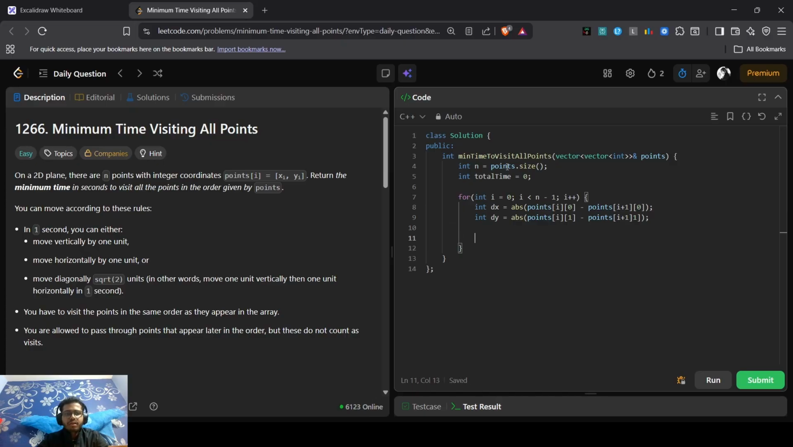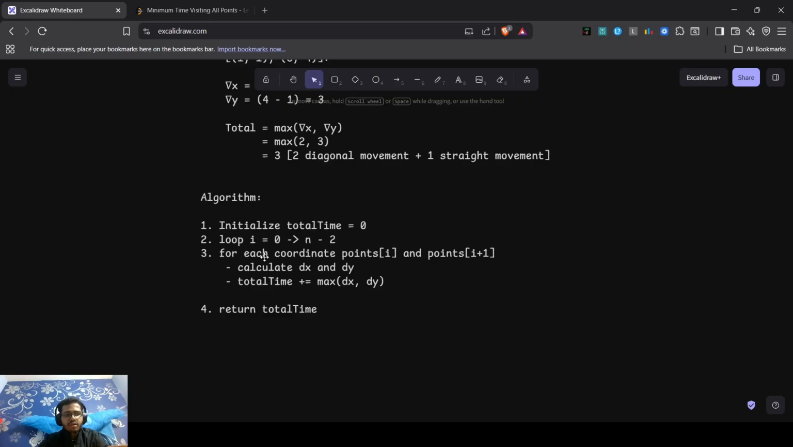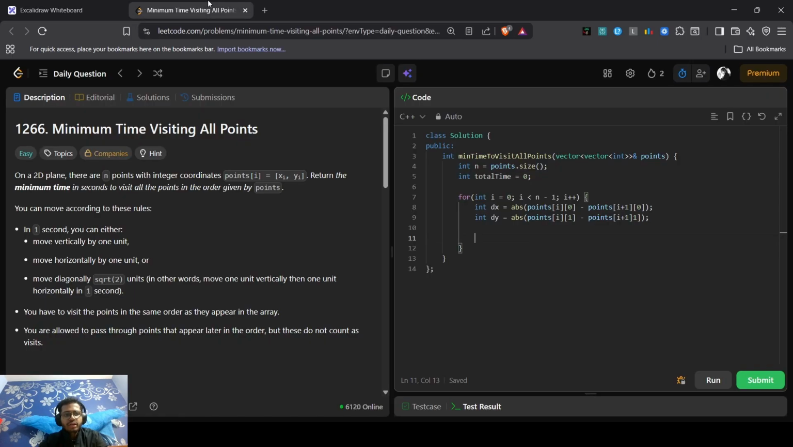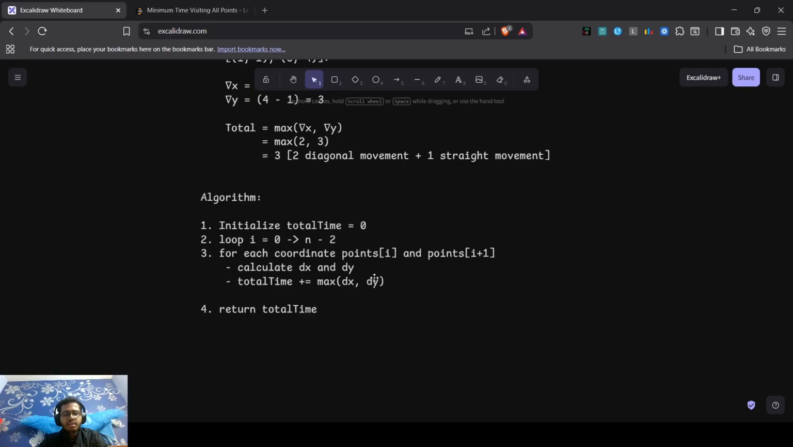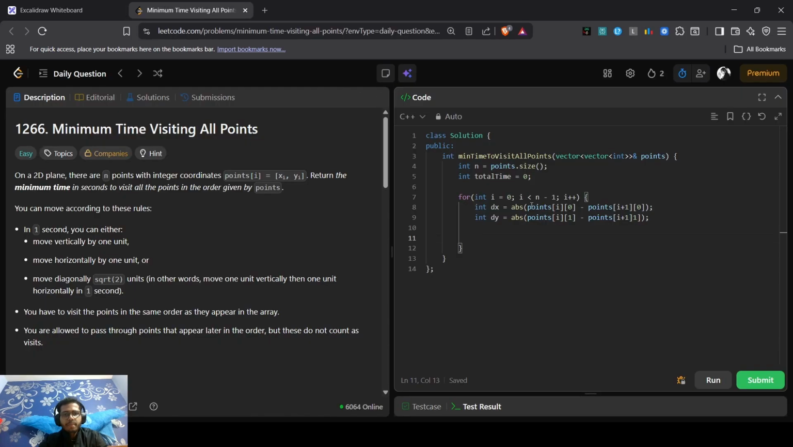Now, what we are doing is we have calculated the dx and dy, and we will now add the maximum of dx comma dy to the total time, because that's how many seconds we need for this point to this point. The time plus equal to maximum of dx comma dy. At the end, we will return total time. Let's see if it works.